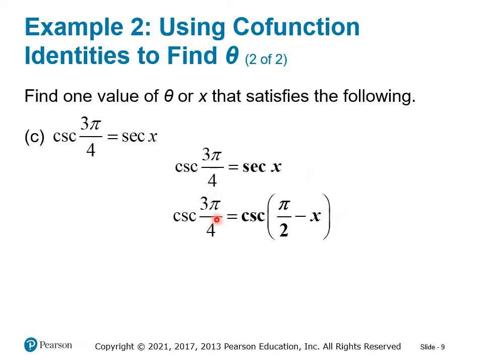But 3 pi over 4 equals pi over 2 minus x, and that gives us x equals negative pi over 4. These are pretty straightforward. Again, know that if you have cofunctions and they are set equal, then the angles have to be complementary. They have to add up to 90.